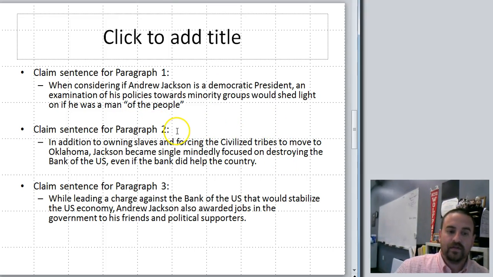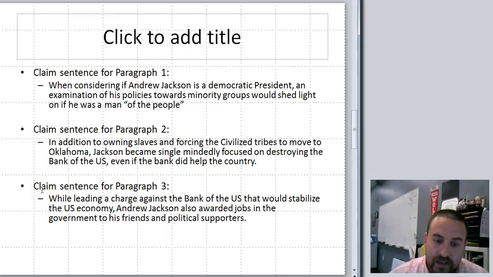In addition, let's take a look at paragraph 2. In addition, transition, to owning slaves and forcing civilized tribes to move to Oklahoma, Jackson became single-mindedly focused on destroying the Bank of the U.S., even if the bank did help the country. Again, we know exactly what this paragraph is going to be about. It's going to be about the bank and Jackson trying to destroy it, even if it meant harming the country in doing so.